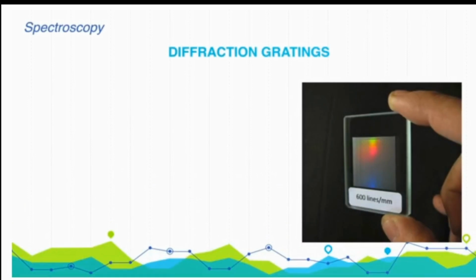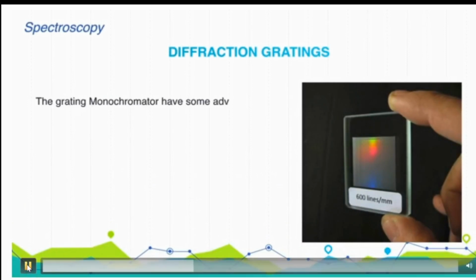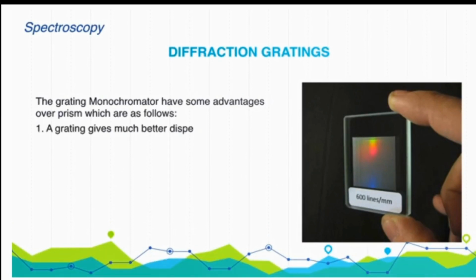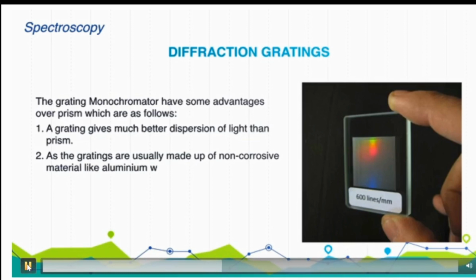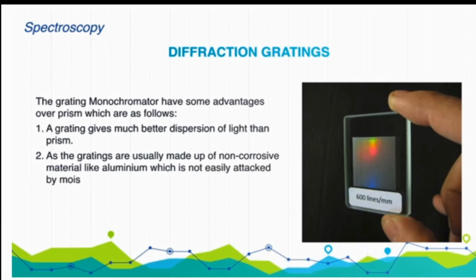The grating monochromator has some advantages over prism, which are as follows. A grating gives much better dispersion of light than prism, as the gratings are usually made up of non-corrosive materials This grating type can disperse, that can separate each wavelength better than this prism type monochromator. like aluminium, which is not easily attacked by moisture, Made but of metal salt aluminium. prisms are attacked by atmospheric airs easily.